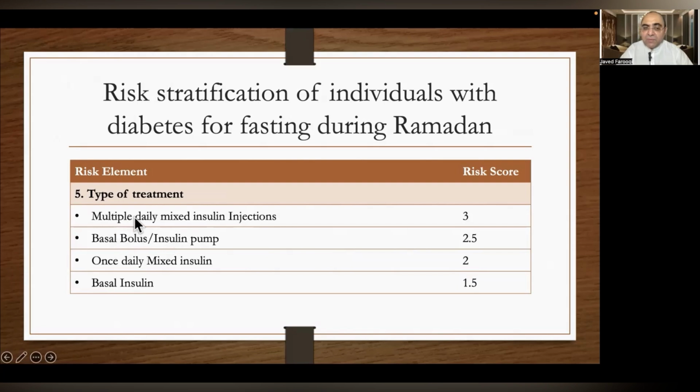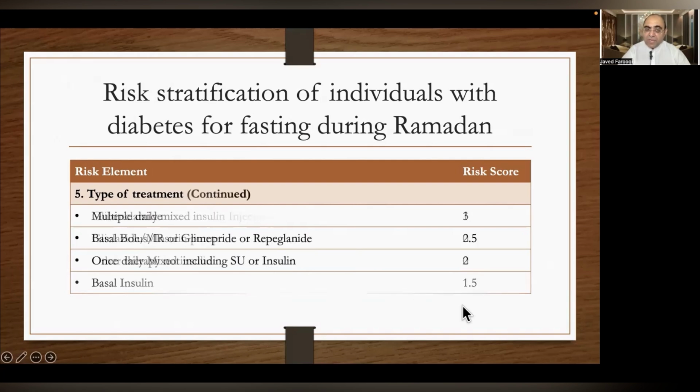When the patient is having multiple daily mixed insulin injections, he or she is given score 3. When the patient is having basal bolus insulin or insulin pump, 2.5. Once daily mixed insulin is given 2. When it is basal insulin only, it is given 1.5.